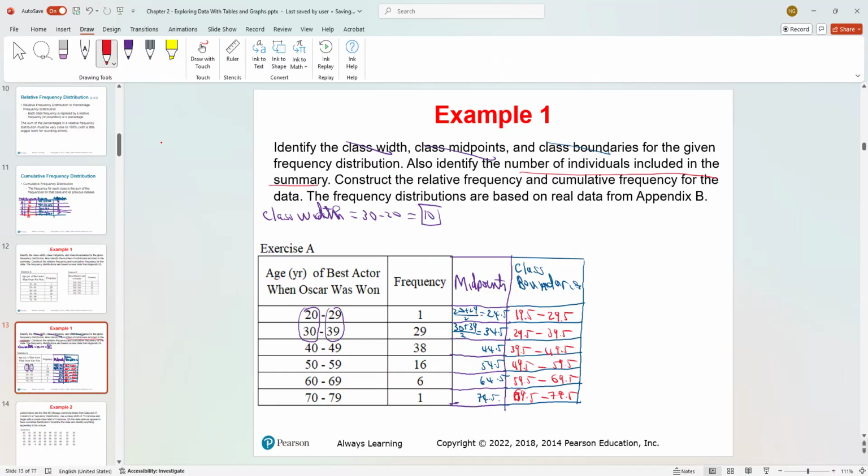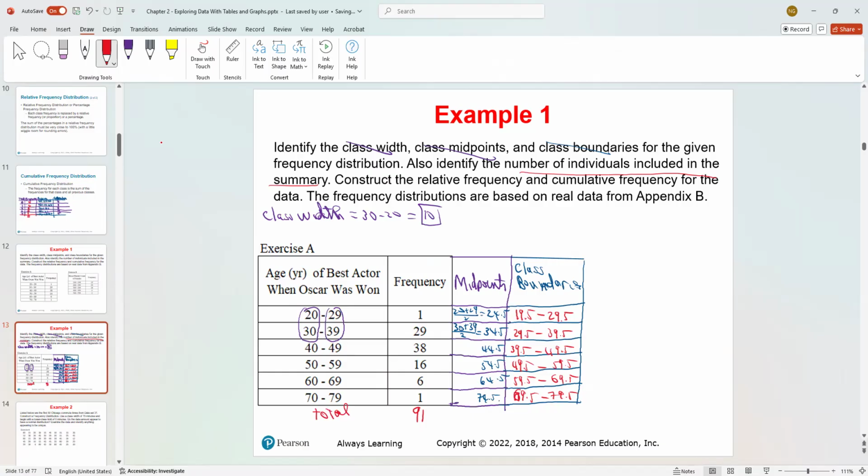So if you add everything together, 1 plus 29 gives you 30, plus 38, plus 16, plus 6, plus 1. I believe that gives you 91. You can verify, but the total here is 91.